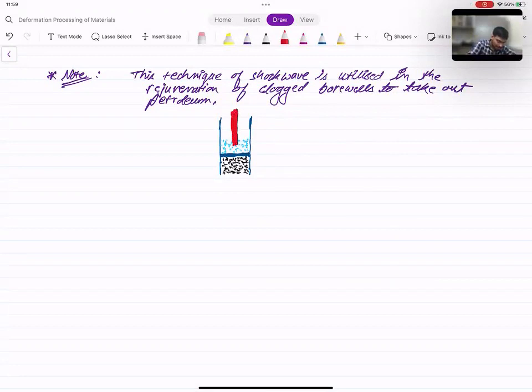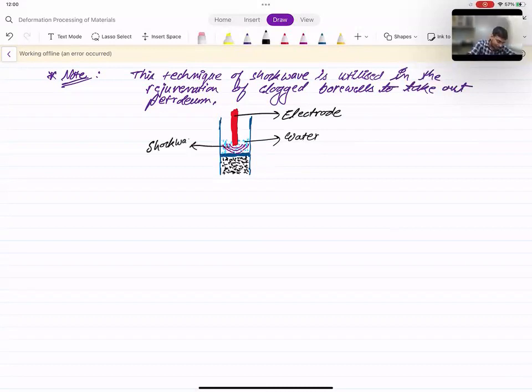So these electrodes now emit the shock wave, and this shock wave will now clear the clogging. Okay. So this is the electrode, and this is the water medium. This is the shock wave created. Shock wave, and say this was the clogging, and this is petroleum.